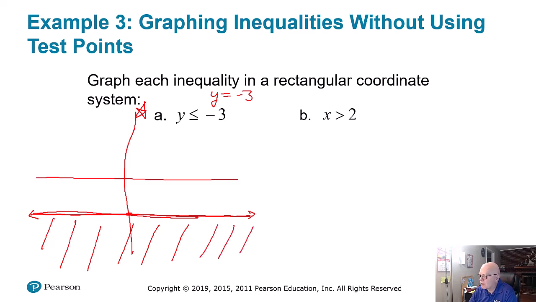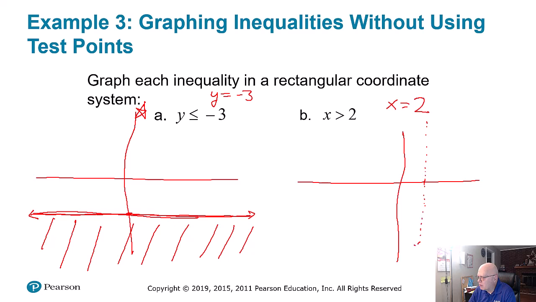On the second one, our line is x equals 2. So what does that look like? X equals 2, that means it's a vertical line where? Well, 2 is over here. So you'd have a line that looks a bit like this, but since there's no equals involved, we'll put a dashed line or a dotted line here. Put an arrow at each end.